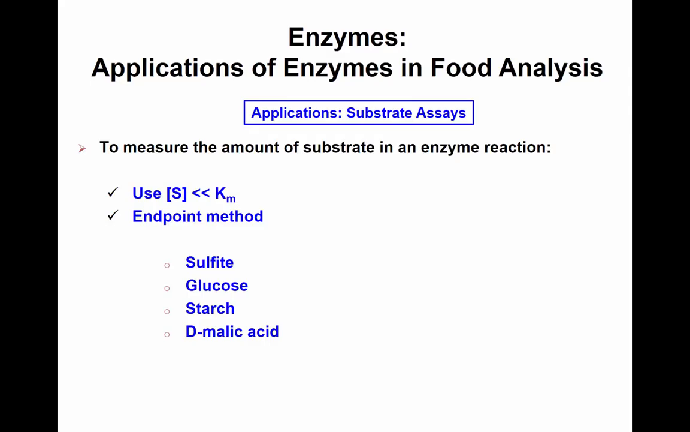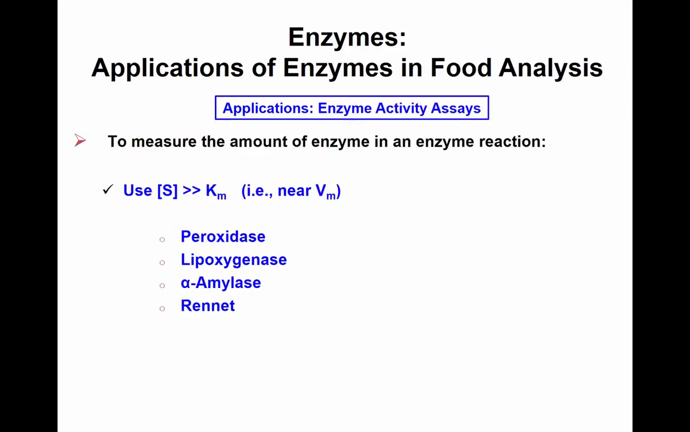And when you're determining constituents, you need the reaction to be first order with respect to substrate. In order to have the reaction first order with respect to substrate, your substrate concentration would be much less than Km. That's when the curve is linear, and the rate of the reaction is impacted by the concentration of the substrate.